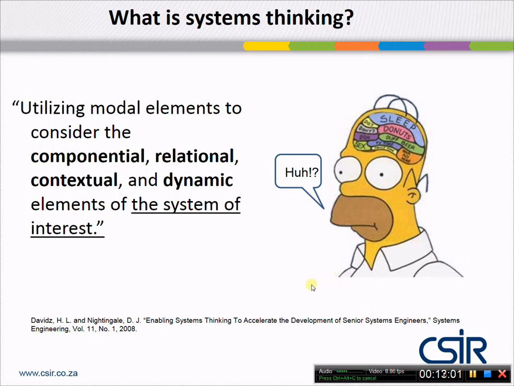Sounds a bit confusing, and it'll become clearer as we progress through the course. But the system of interest that we're studying, we need to think about the components of that system, their relation to one another, how those components and their relationship changes depending on the context, and how it also changes depending on time.